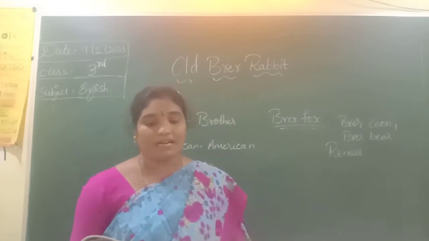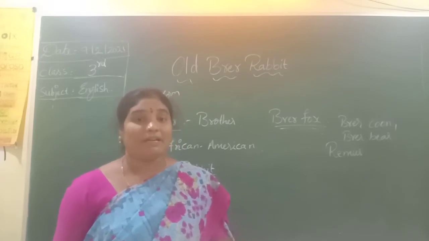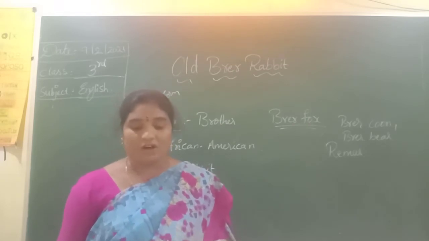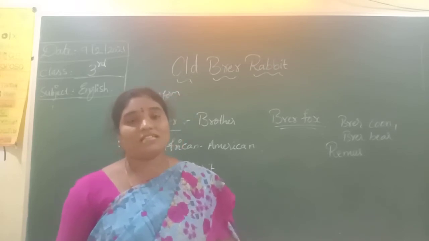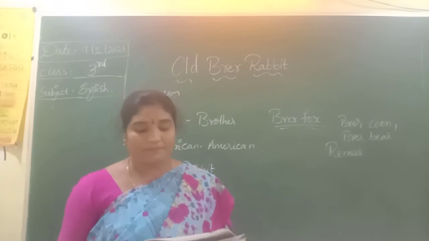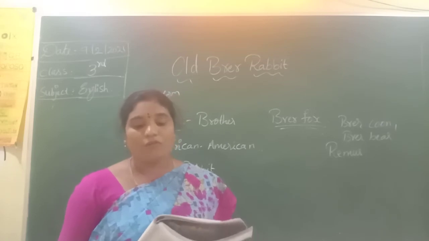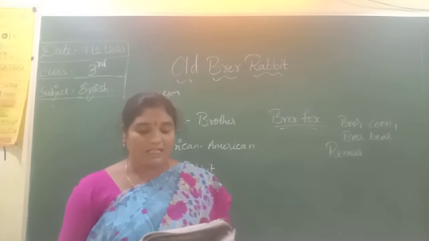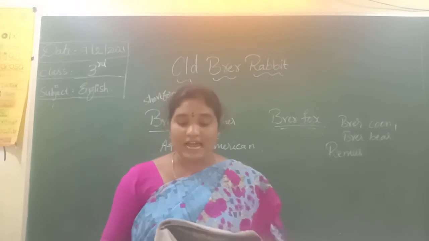Brer Fox saw Brer Rabbit come to the well. So the fox has seen that the rabbit came near to the well and stopped. Then he saw him jump into the bucket. So the next thing is the fox has observed that the rabbit has jumped into the bucket. Next he saw him go down and out of sight. Brer Fox was the most astonished, surprised fox that you ever laid eyes on.